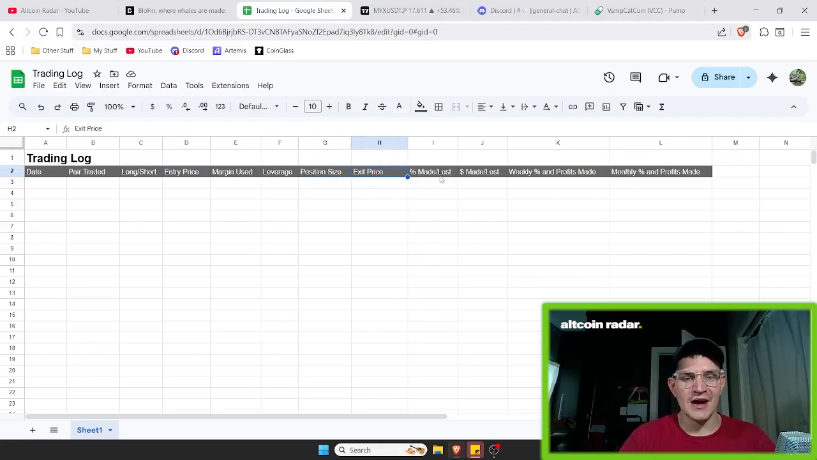And then I also track the percentage that I made and lost on the trade. I don't know why I have two of them here. Shoot, I just noticed that. But yeah, the percentage that I made and lost, and then I also go ahead and track my weekly percentage and profits made as well. All right. And then I also track my monthly percentage and profits that I made also.